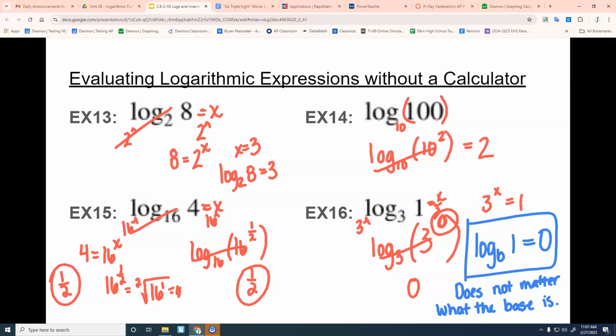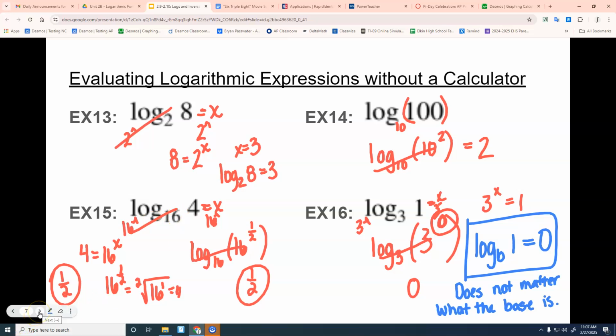The reason is because the only way you can get 1 with exponents is to have an exponent of 0, right? So it doesn't really matter what the base is for that. You won't ever see a base of 0. That would just be undefined. That's not going to be something that you're going to see.